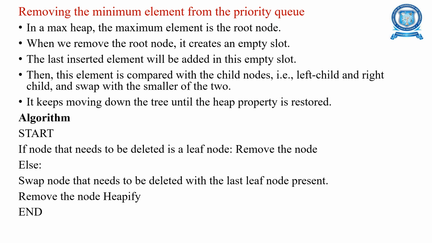Removing the maximum element from the priority queue. In a maximum heap, the maximum element is at the root node. We remove the root node, which creates an empty slot. The last inserted element is added in the empty slot, and it keeps moving down the tree until the heap property is restored. The algorithm is: start with the node that needs to be deleted; if it is a leaf node, remove the node, else swap the node that needs to be deleted with the last leaf node present, remove the node, and then end.